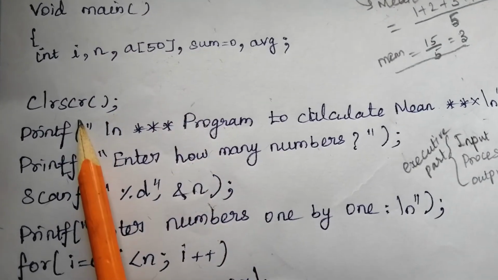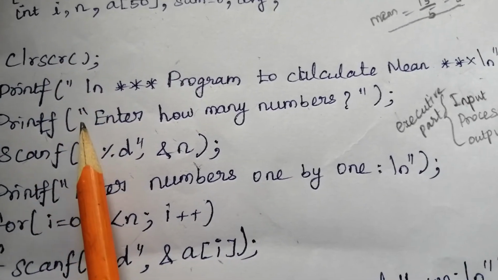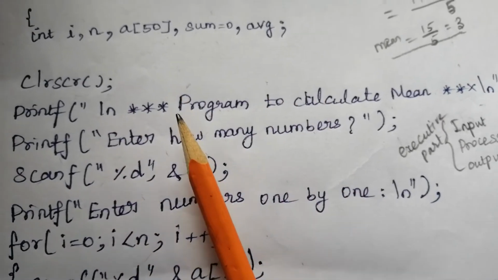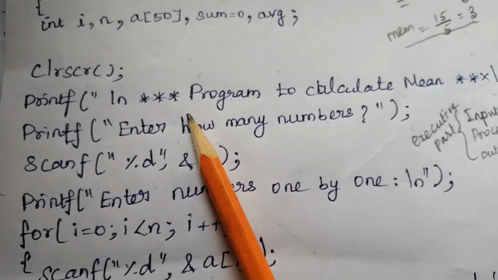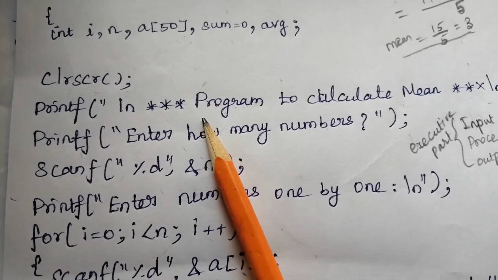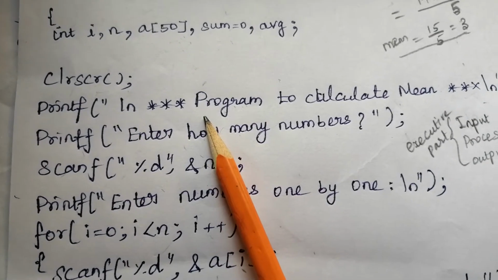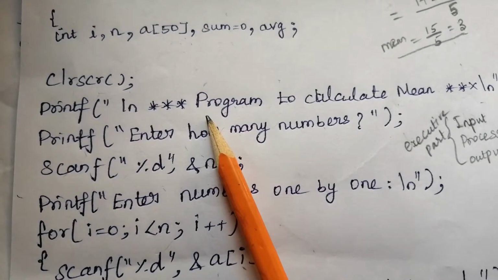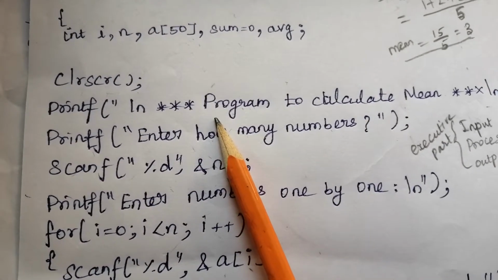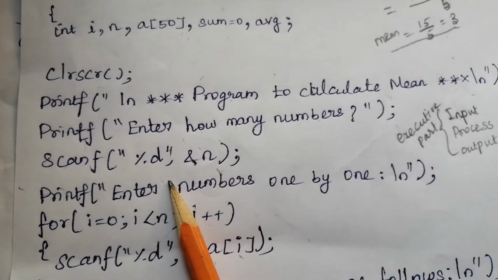After that we write the clear screen function. Then we start writing the executable part. The executable part consists of input, process and then output. The user has to read the inputs, and that input needs to be processed with the help of some logic. After that we have to display the output. That output will be displayed on the screen, on the console box. So this is what happens in the executable part.